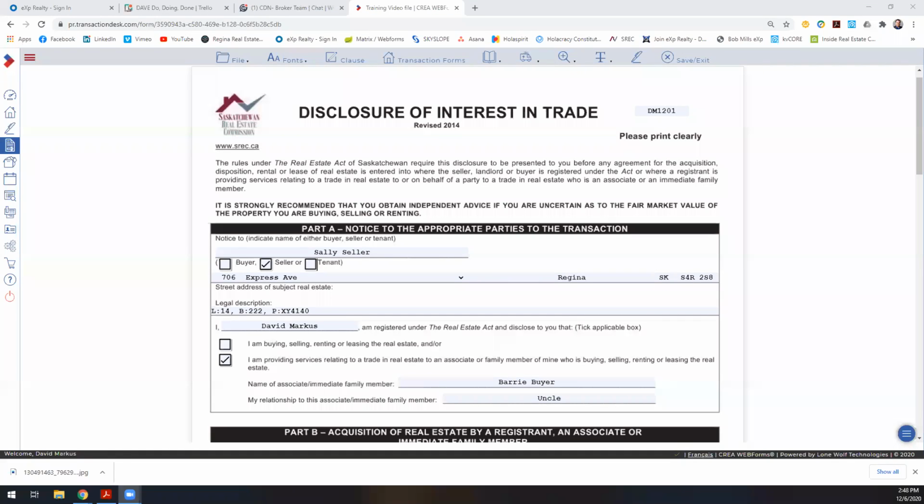Hi there, this is Dave Marcus, your Saskatchewan provincial broker, and this is Contracts 101, How to Write a Disclosure of Interest in Trade. So this is not a form that agents are using on a regular basis.